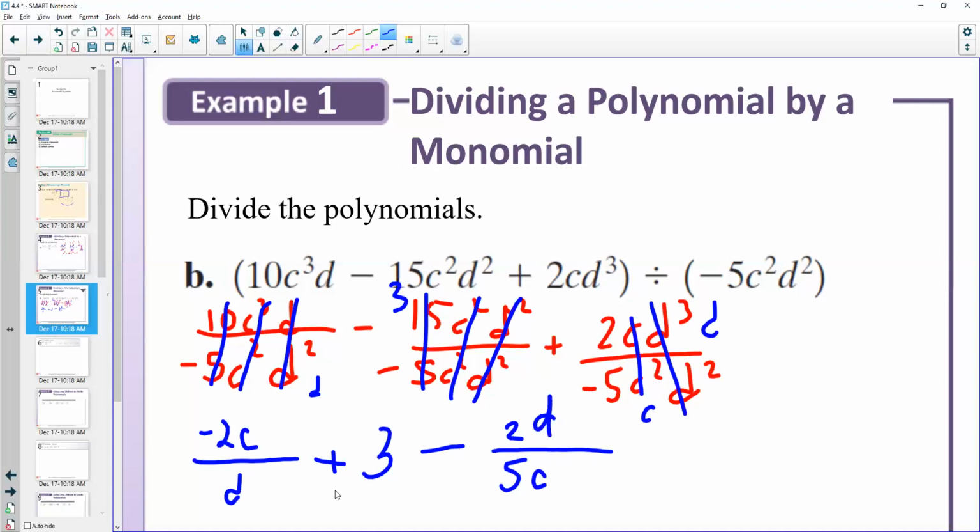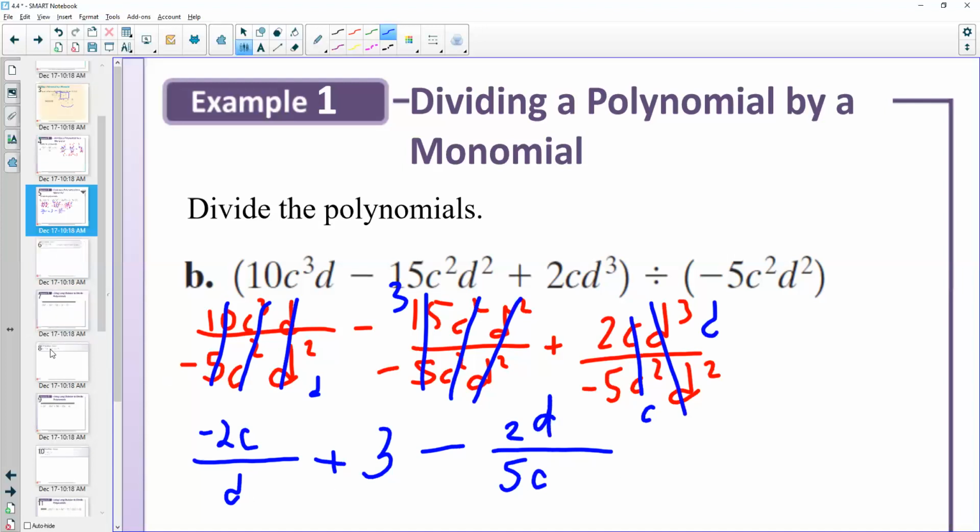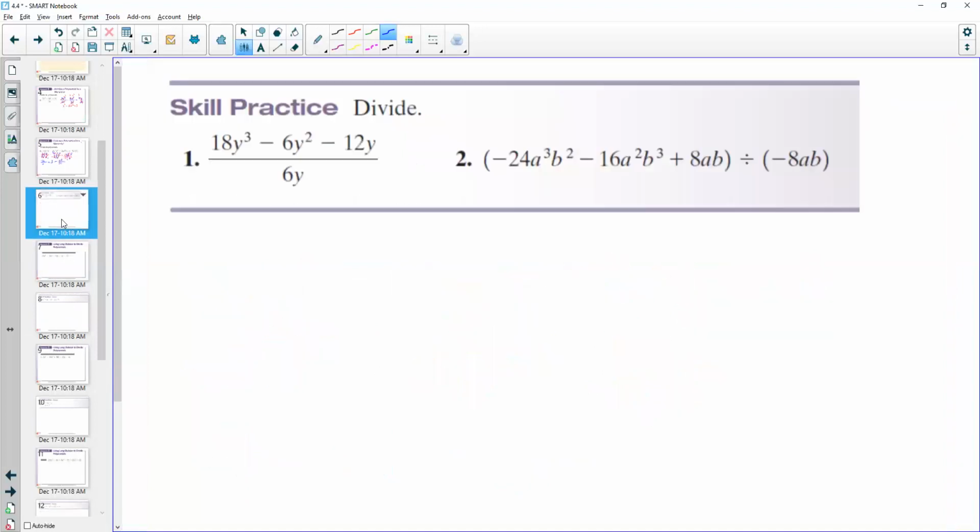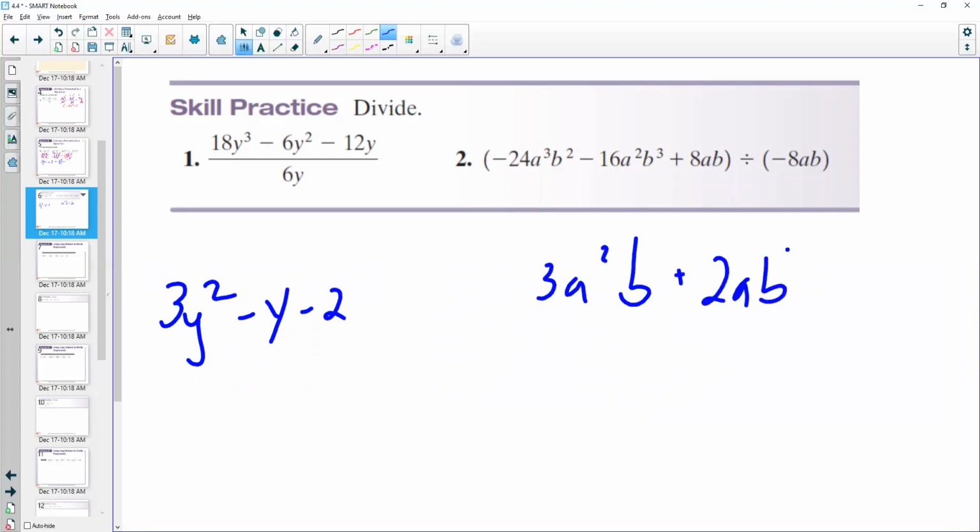I can't combine all these together in one fraction. The denominators are all different. I'm not even going to try to. That's okay. All right. You try these two for practice. Number one's answer should be 3y squared minus y minus 2. The answer in number 2 is 3a squared b plus 2ab squared minus 1. Okay. See if you can make that work, because from here it gets a little more complicated.